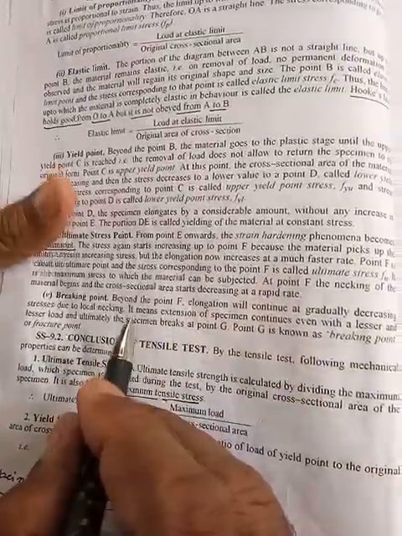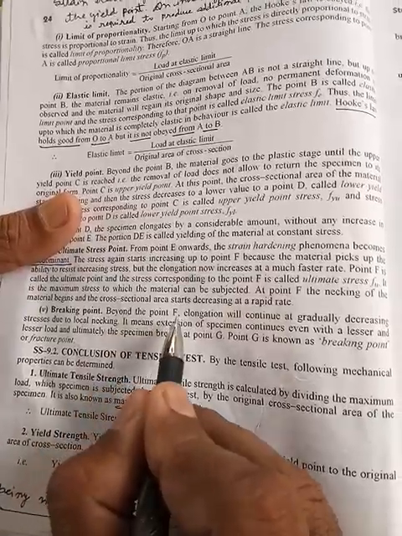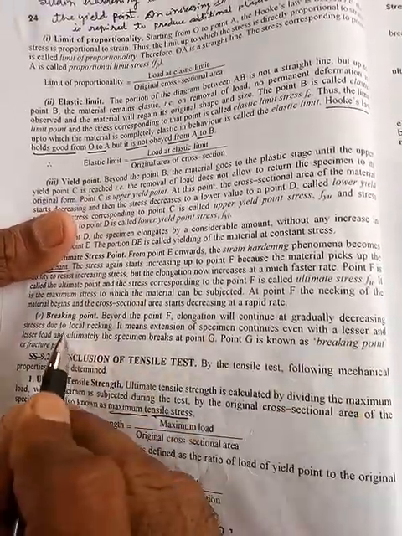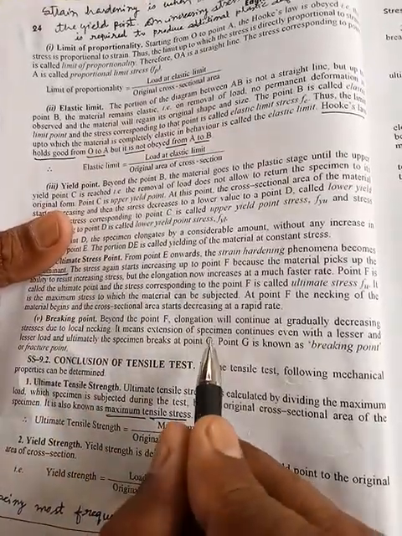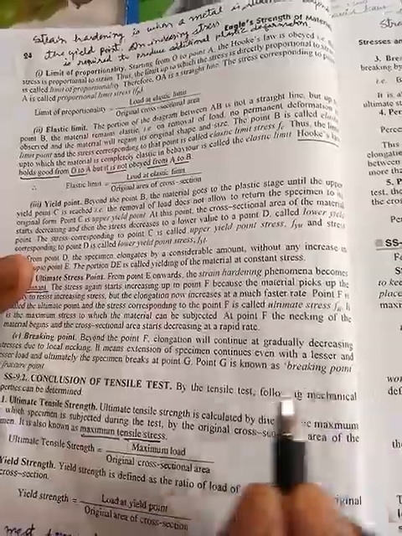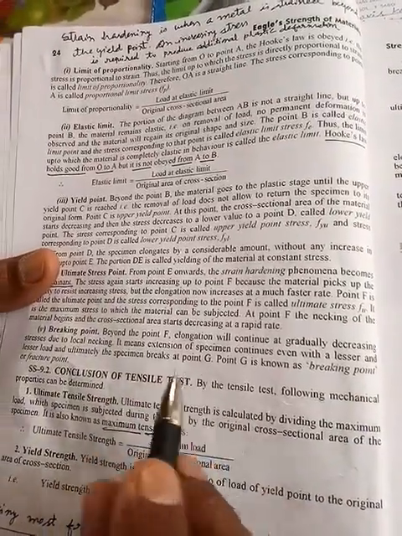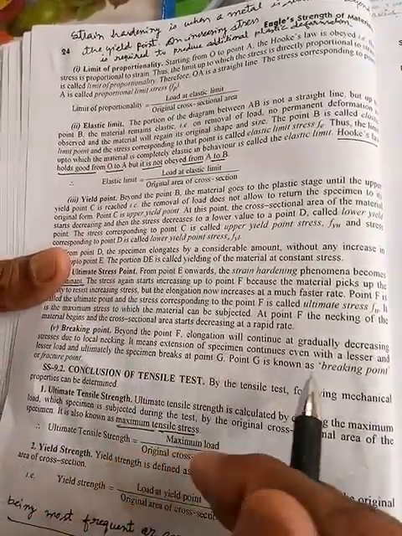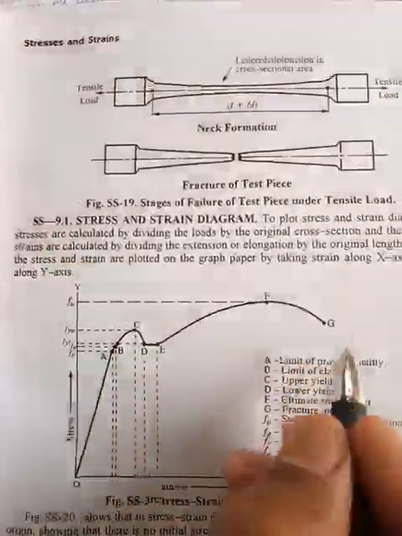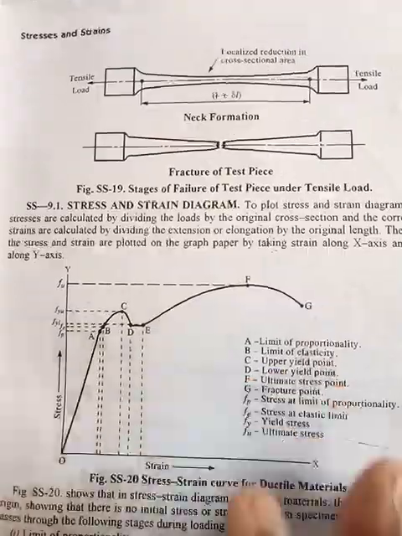Then the breaking point. Beyond the point F, elongation will continue at gradually decreasing load due to local necking. It means extension of the specimen continues even with lesser and lesser load, and ultimately the specimen breaks at the point G. Point G is known as the breaking point or fracture point.